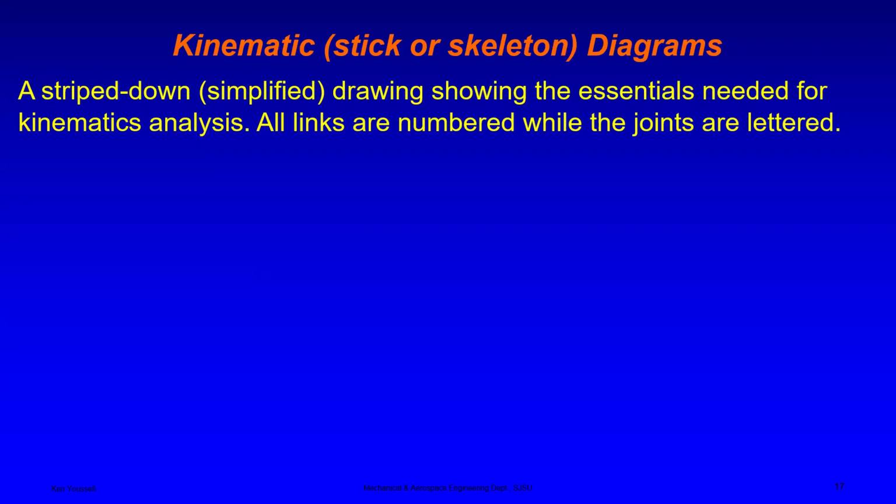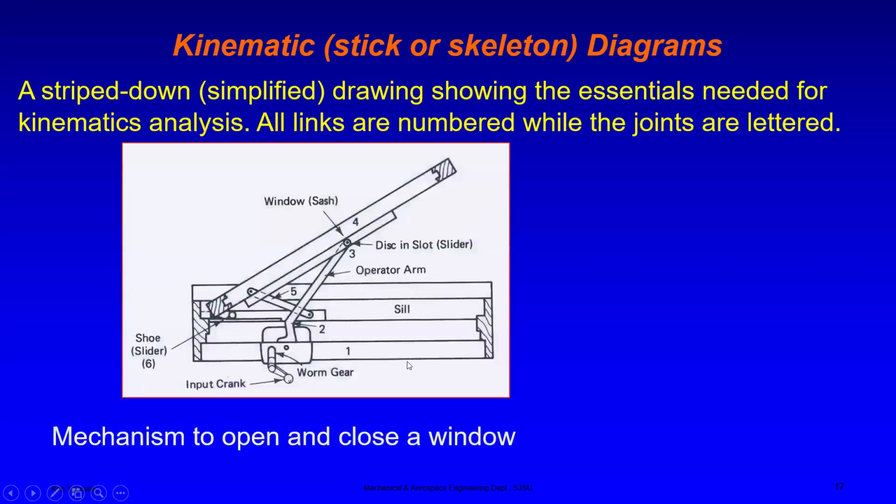So when we are simplifying a complicated diagram into geometric elements of these links, we are going to make sure that the links are numbered. Each link, we give it a number, right? And for the joints, we are going to put letters. Okay, let's look at this. For example, this is a window mechanism, which is meant to open and close a window, right?